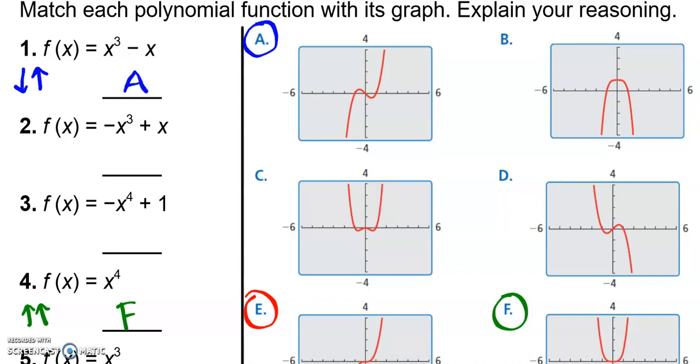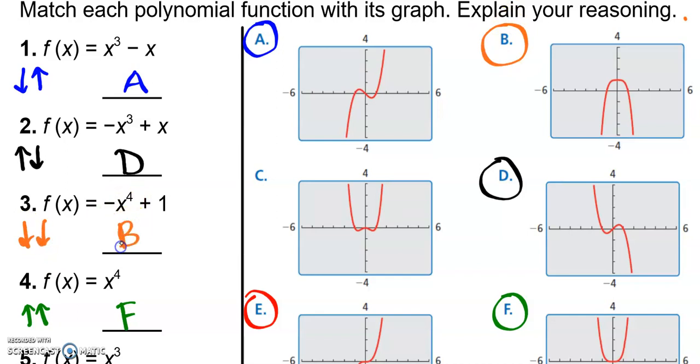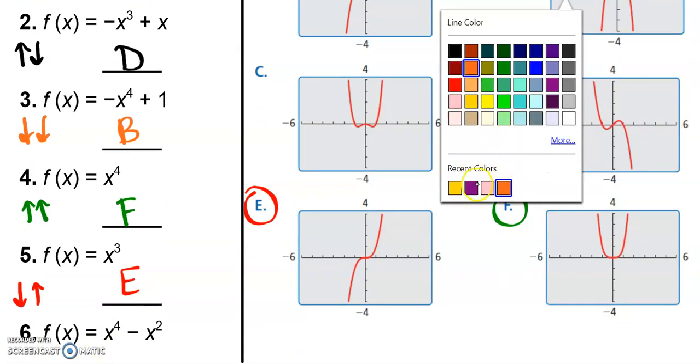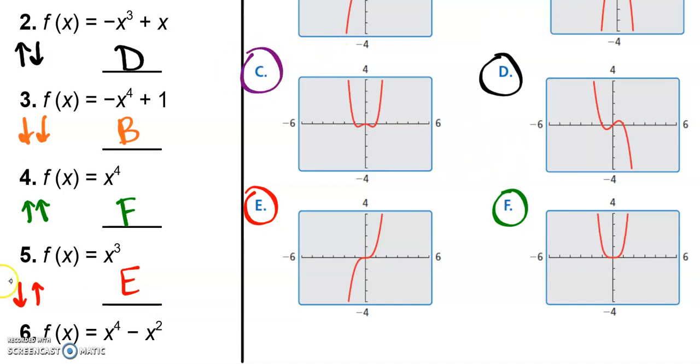Looking at this one, I have a negative odd. So that's going to be up, down. That's going to leave me with D. Thinking about this one, I have a negative even, so upside down, because we've got down, down, that's going to be B, and then by process of elimination, positive even, we should end up with C being our last one.